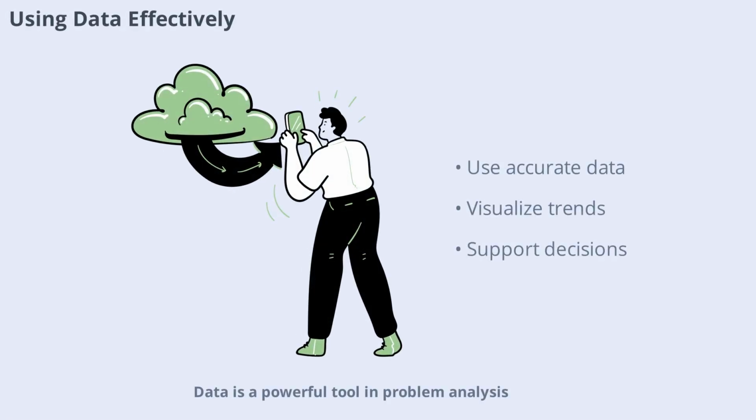Data is a powerful tool in problem analysis. Use quantitative and qualitative data to support your findings and decisions. Make sure your data is accurate, relevant, and up-to-date. Visualizing data with charts or graphs can help you spot trends and communicate your analysis more clearly.